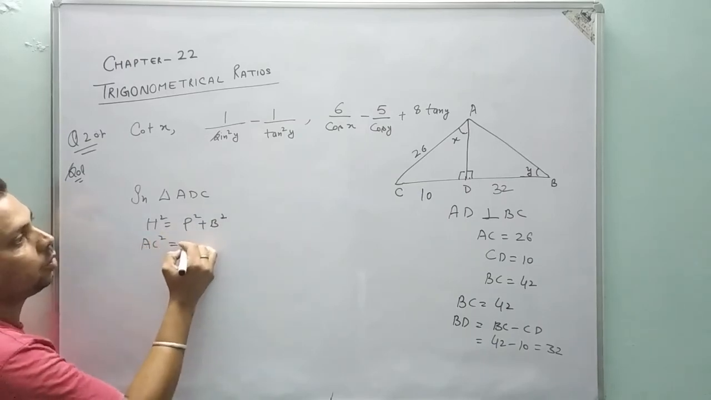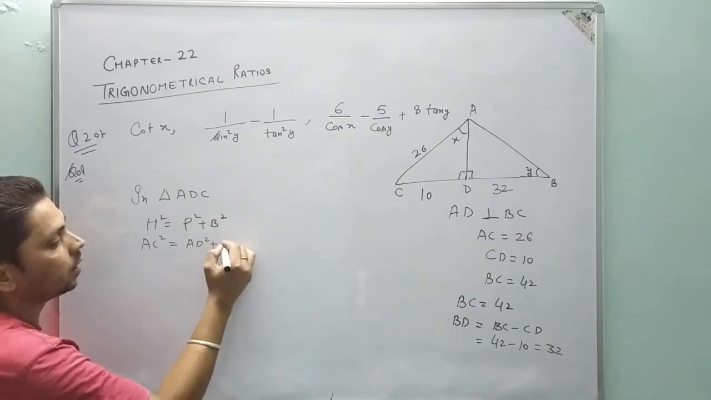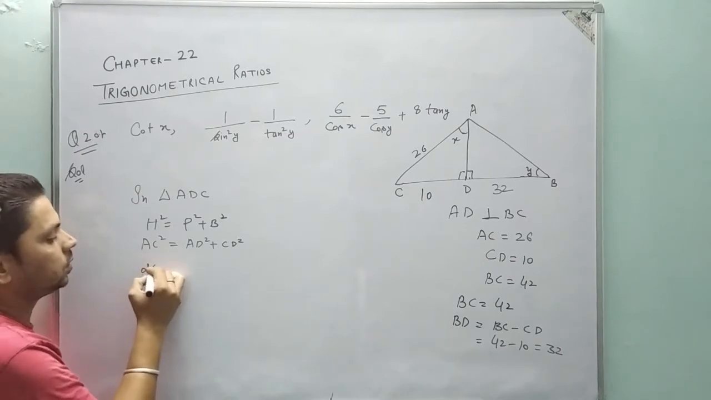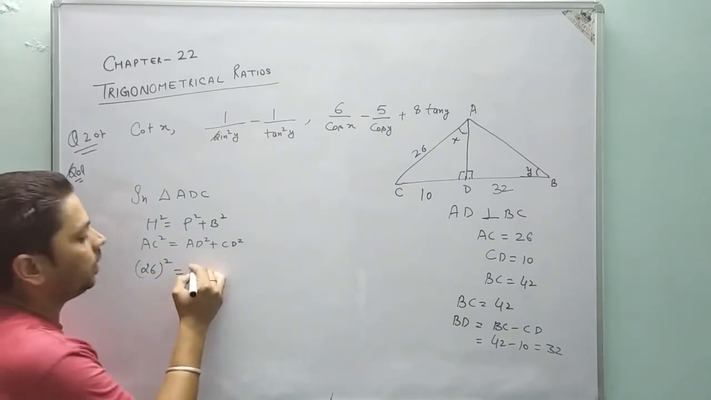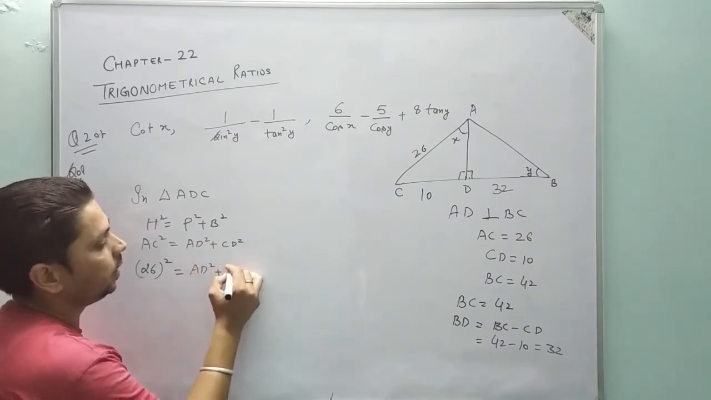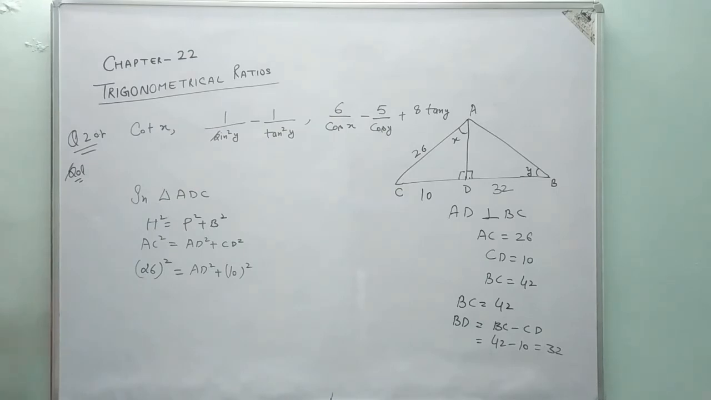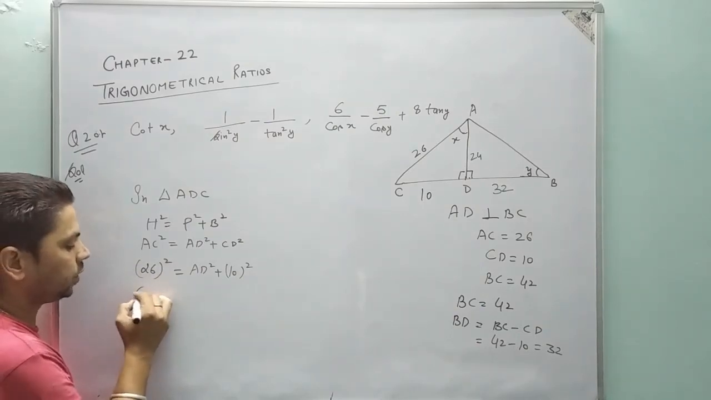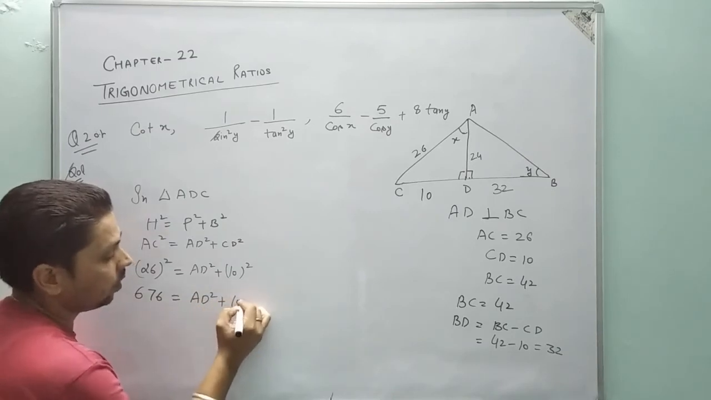AC square is equal to AD square plus CD square. What is AC? AC is 26, whole square, that is equal to AD square, which is what we have to find, plus CD, which is 10, whole square. Then find the value. 26 squared is 676, that is equal to AD square plus 100.